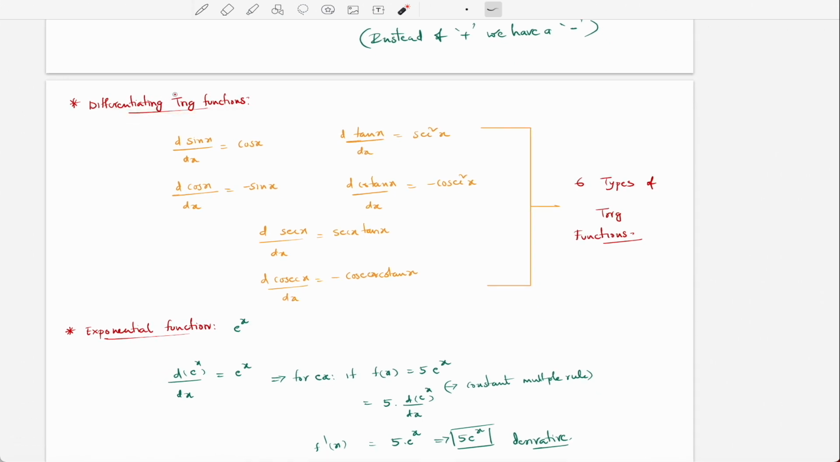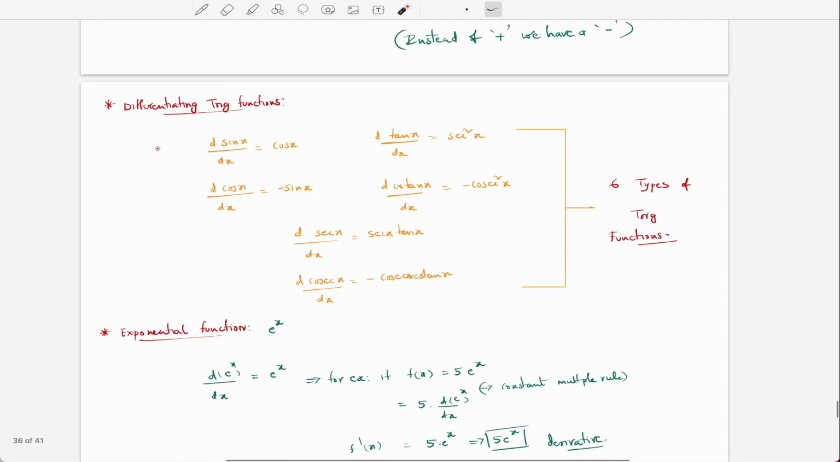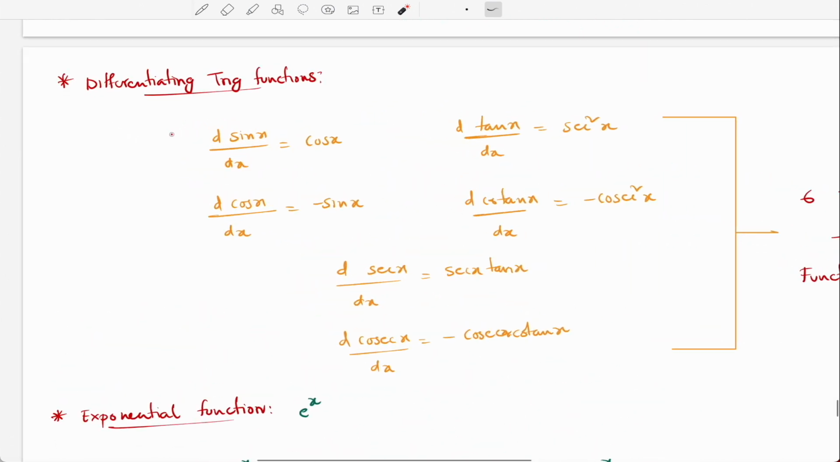We have seen the trig functions in our previous lectures, where there are 6 kinds of trig functions, which are sin theta, cos theta, tan theta, and their reciprocals, right? So we have seen the 6 types of trig functions. We're going to find the differentiation of those trig functions, like dy by dx of sin x is equal to cos x, right? I'm going to zoom in a little so it will be easy to see. So the derivative of sin x is equal to cos x.